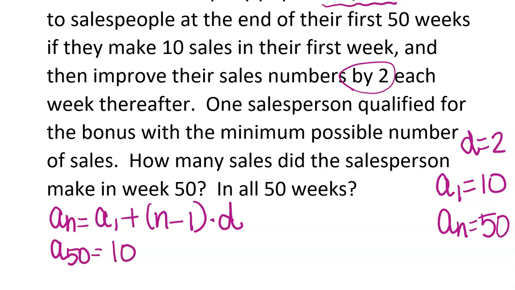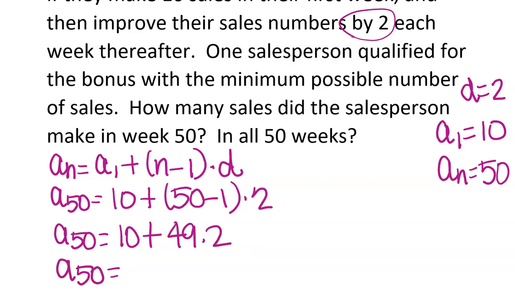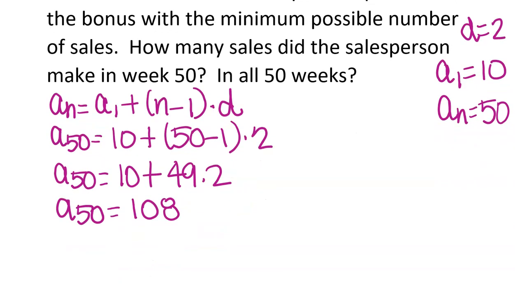A sub 1 is 10, so I'm going to plug that in. My number of terms is 50. I'm going to subtract 1 from it. My common difference is 2. A sub 50 is going to be 10 plus 49 times 2. So my 50th term is 108. So this person made 108 sales in the 50th week.